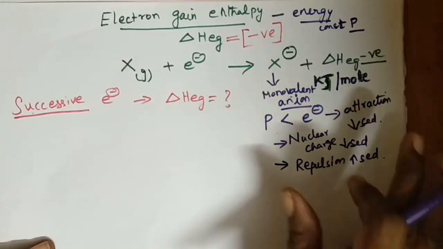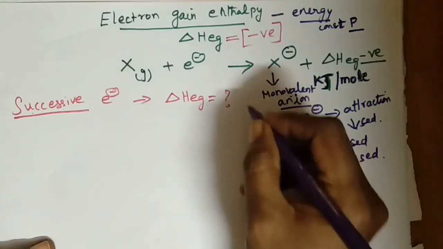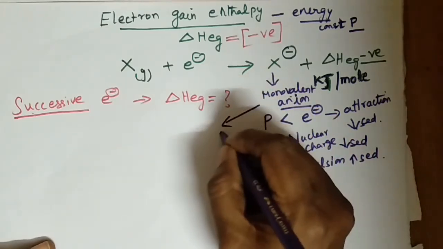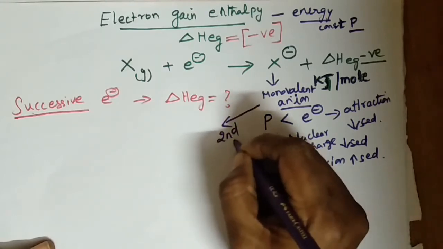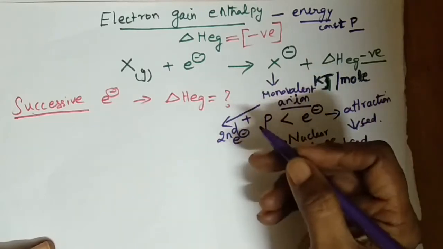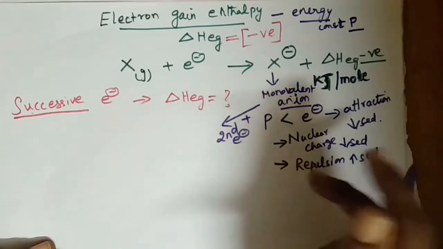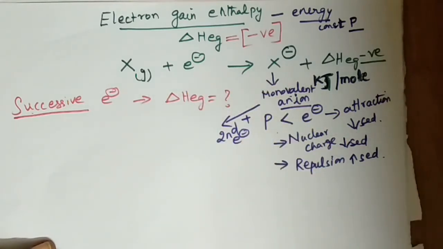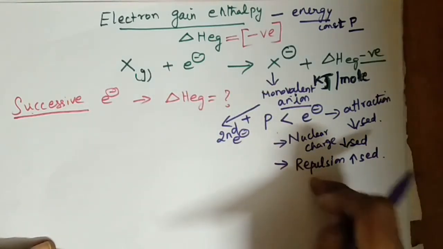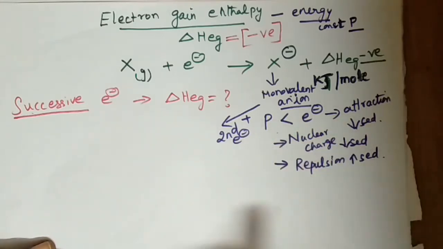If we are going with this concept, we need to keep in mind how that second electron is going to be taken. If it is going to gain that second electron, coming to that monovalent anion itself, there is repulsion. I have written already, there is repulsion. Due to this, it has to overcome that repulsion. At that time we need to give some energy. It cannot release energy. So for that reason, we have to give energy.